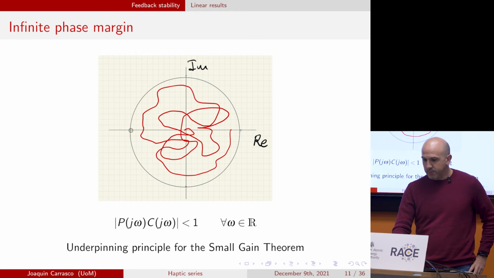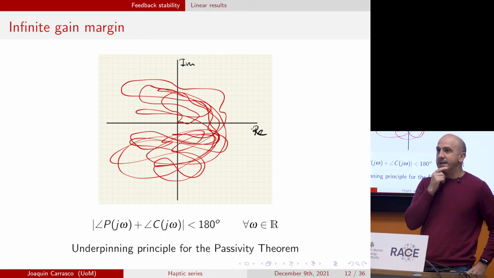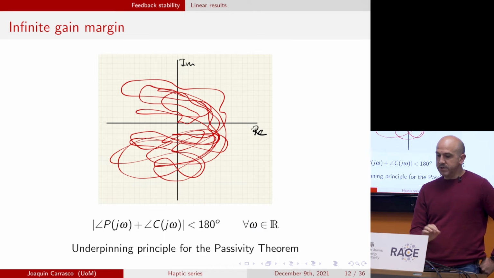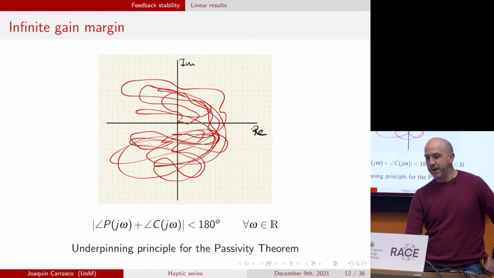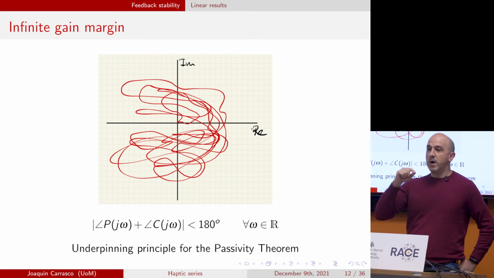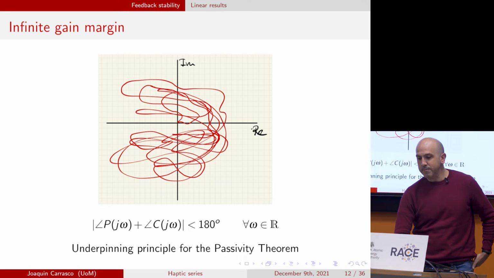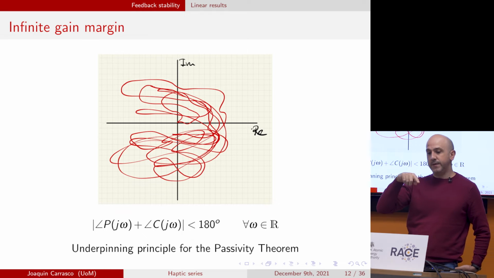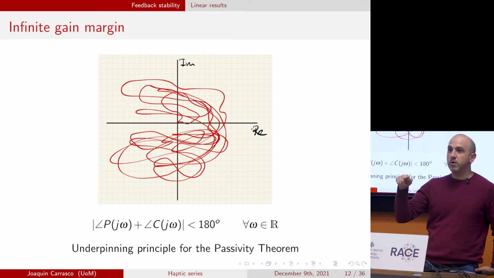The same we can have with infinite gain margin, and it's when your system never touches the negative real axis. If the Nyquist plot never touches this part of the real axis, that means that whatever the gain is, it is only going to make your system bigger or smaller, but you will never be able to cross this point. And evidently, if you don't cross the negative part of the real axis, it is impossible for you then to encircle minus 1.